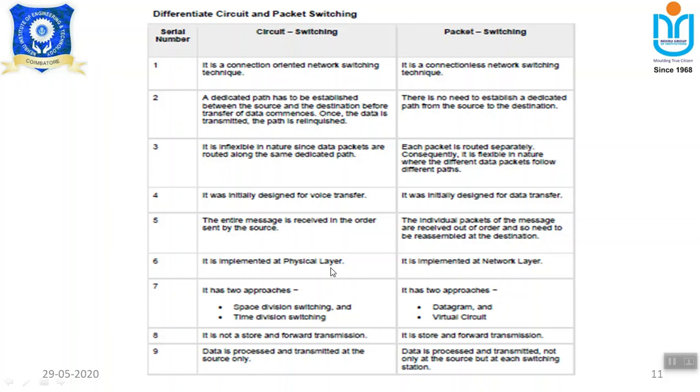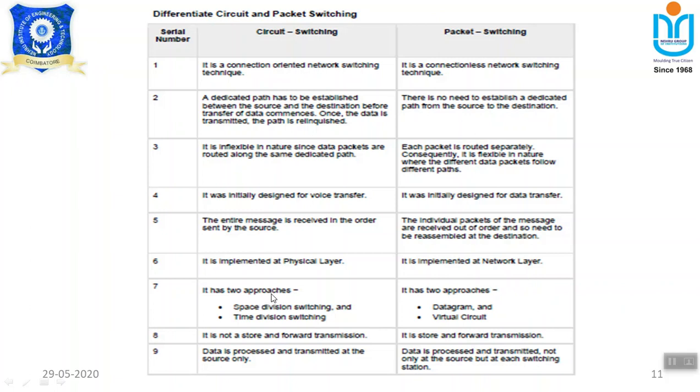So this circuit switching is implemented in the physical layer. Why are we saying that it is a physical layer? A dedicated path, that is nothing but the cable, has to be established between the sender and receiver. That is the reason why it is available in the physical layer. But packet switching is implemented in the network layer, so we don't have any communication in the physical layer. It is providing connectionless service, so it will be implemented in the network layer.